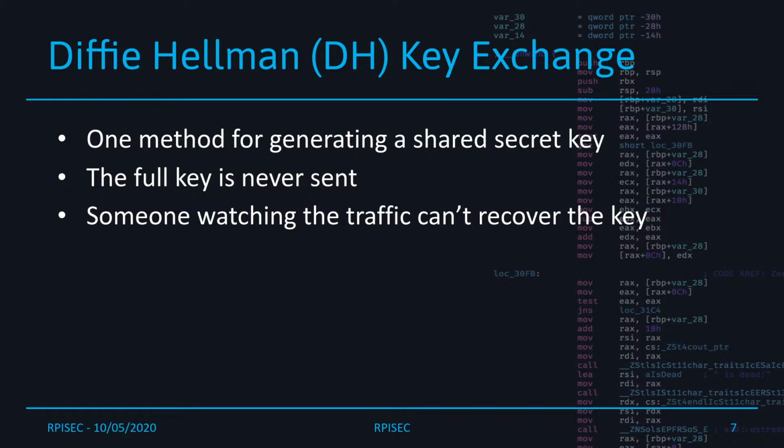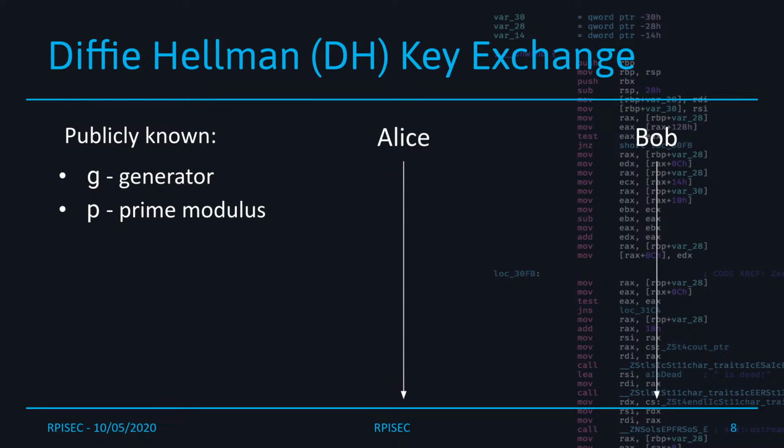Let's say we have a sender and recipient, or whatever, two people, Alice and Bob. What Alice and Bob do is publicly agree on two numbers, g, which is a generator, and p, which is a prime modulus. G is inherently relatively prime to p because p is prime itself.